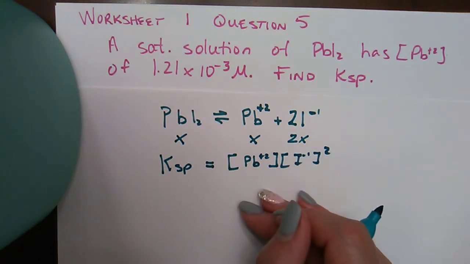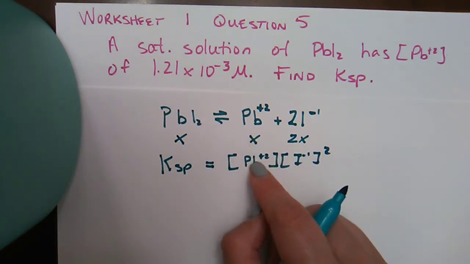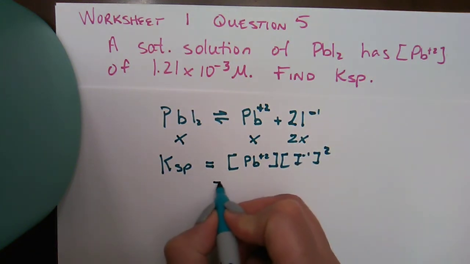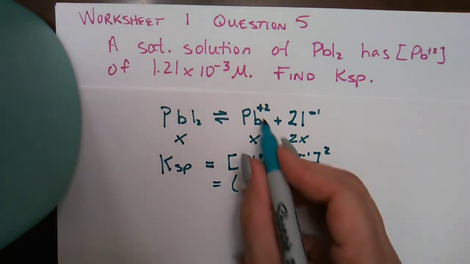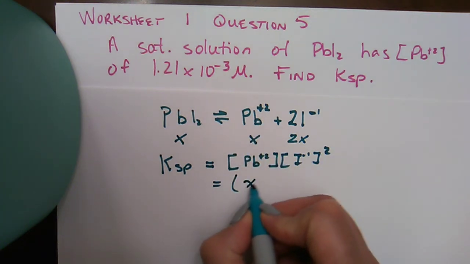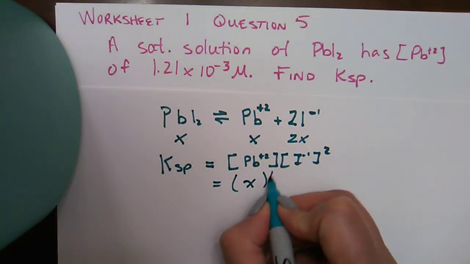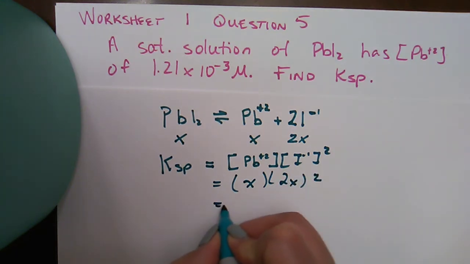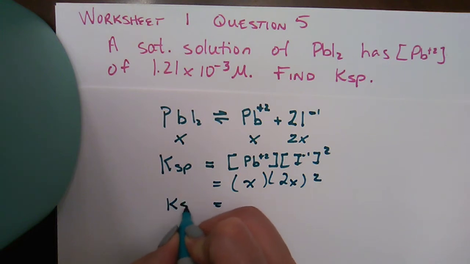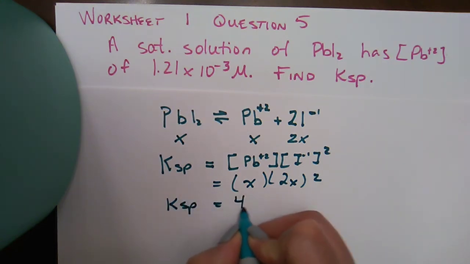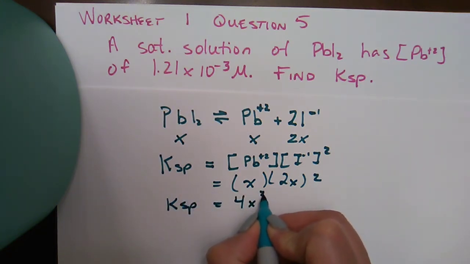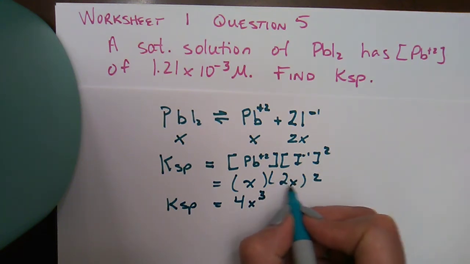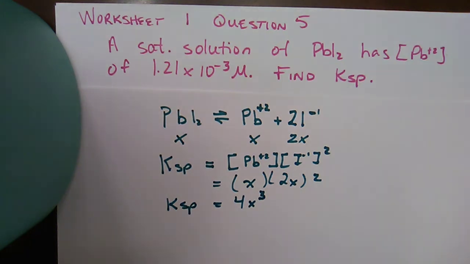Now's the point where we turn this into math. We're going to substitute these numbers inside the brackets. My Ksp then will be equal to lead ion, we said, will be X in value. Iodide ion will be 2X in value, which we're going to square. This all factors out to our very simple math formula. Ksp is equal to 4X cubed. 2 squared is 4. X squared times X is X cubed.